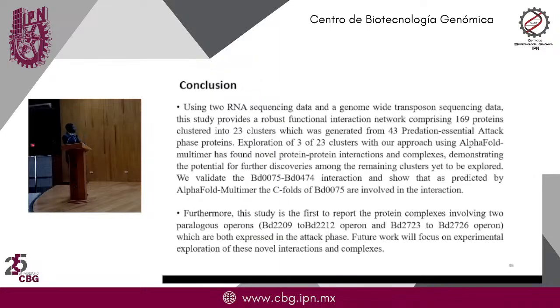So in conclusion, using RNA sequencing data and genome-wide transposon sequencing data, this study provides a robust functional interaction network comprising 169 proteins clustered into 23 clusters, which was generated from 43 predation essential attack phase proteins. We've explored 3 of these 23, and with our approach using AlphaFold, we found novel protein-protein interactions and complexes, demonstrating the potential for further discovery among the remaining clusters yet to be explored.